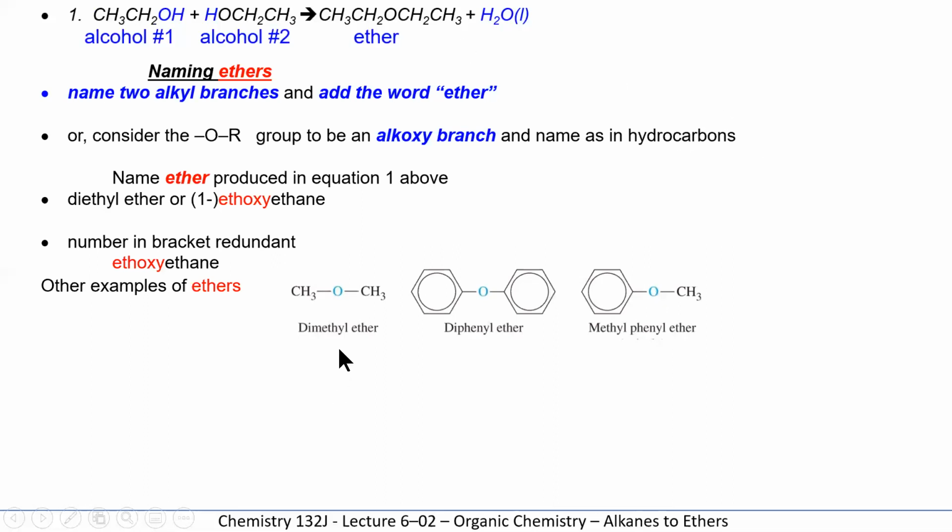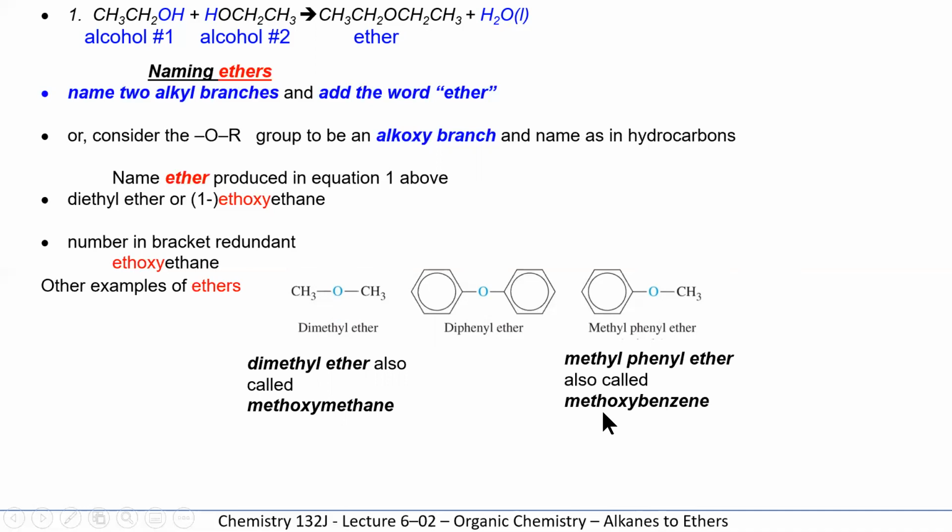Now, some other examples here using common names. This common name is dimethyl ether, diphenyl ether. Again, the phenyl is used to indicate it's a benzene ring, C6H6, and methyl phenyl ether. So methyl on one side, phenyl on the other. Those are the common names. The systematic names are what we're going to expect you to use. So we're simply going to call this methoxymethane. And we could call this methoxybenzene. This is a benzene ring.